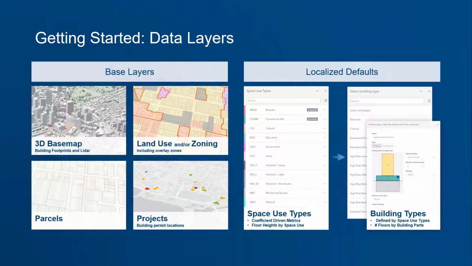In addition to the base layers, Urban comes with a series of defaults that can be localized. The 2 primary types of defaults are space use types and building types. Space use types hold the coefficients to drive the capacity metrics for housing, daily trips, and so on. And they also help in cross-checking zoning against your land use plans. And the second default, building types, which are made up of space use types, can be configured to represent typical developments in your community.